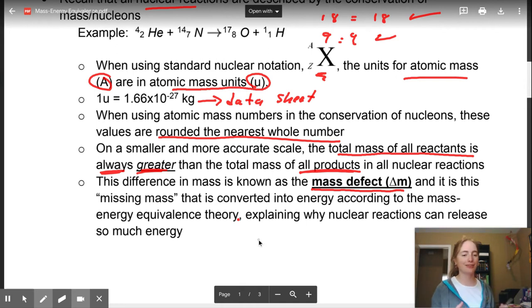And it's this so-called missing mass that gets converted into energy, and it's this energy that is released, which is then harnessed in the form of nuclear power plants or nuclear bombs. So we prefer nuclear power plants to nuclear bombs. Okay, so this is why these nuclear reactions release so much energy, because mass is being converted into energy. So we're still following the laws of conservation of energy here. It's just a new angle of it. It's pretty cool.